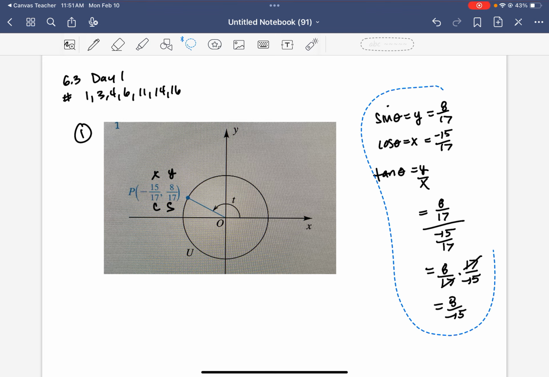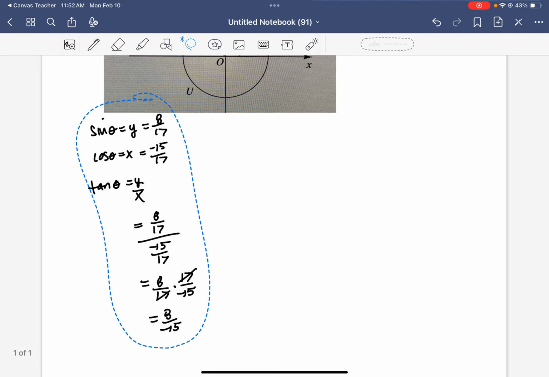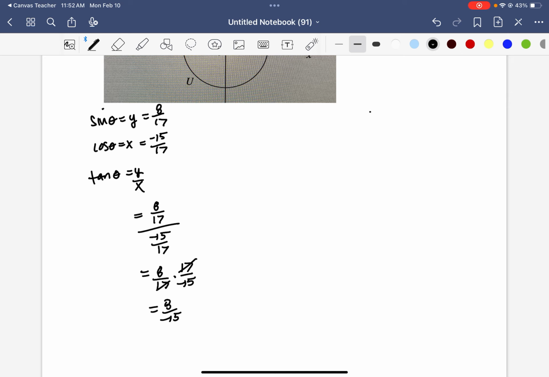Now, why is that great? Because as soon as we know that, we get some for free. Specifically, we know that cosecant of theta is going to be 17 over 8. We know that secant of theta is going to be negative 17 over 15. And we know that cotangent of theta is going to be negative 15 over 8. So that was number 1.